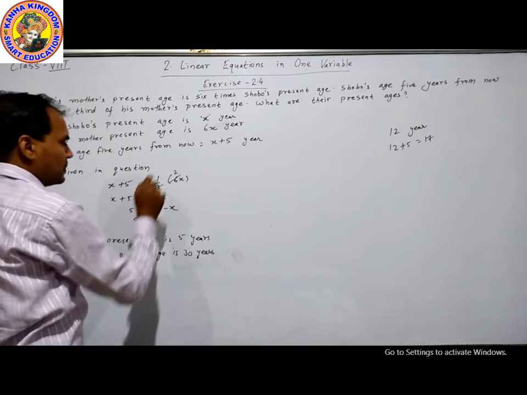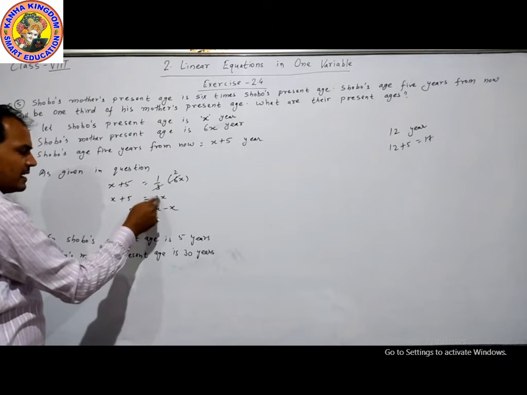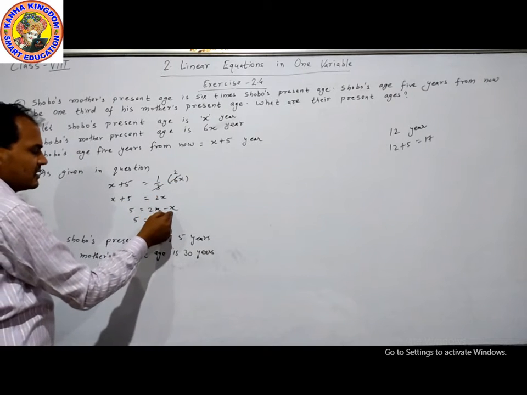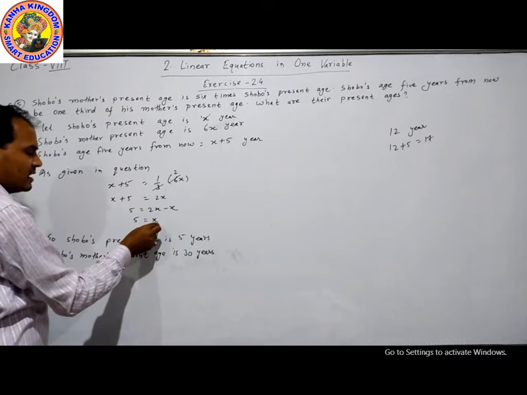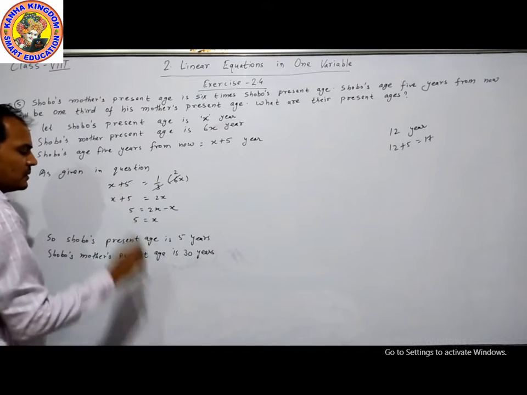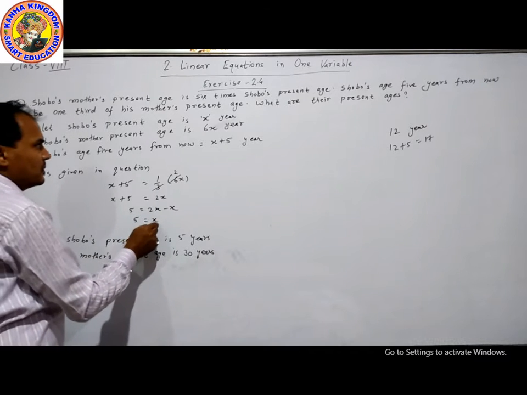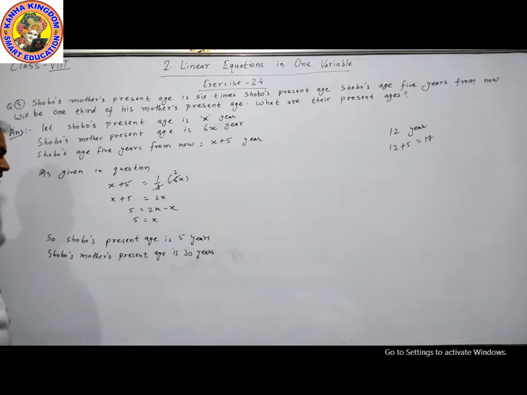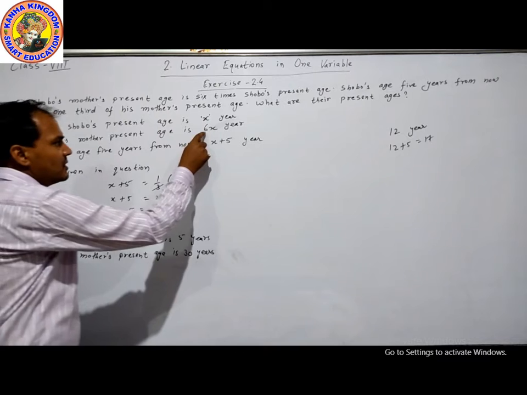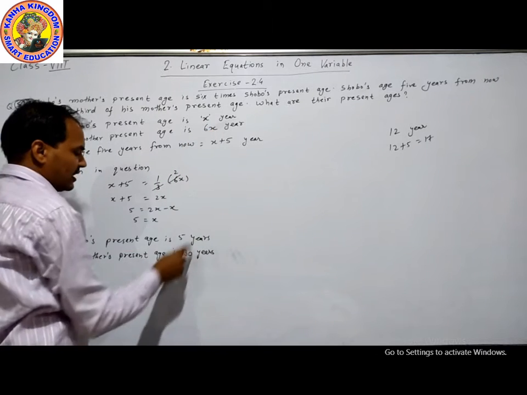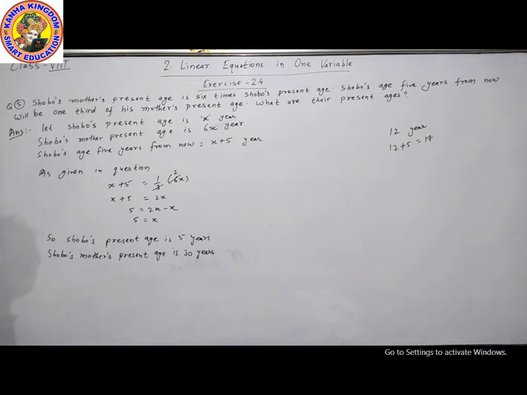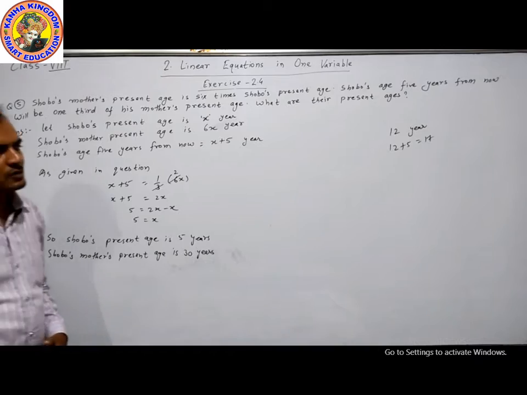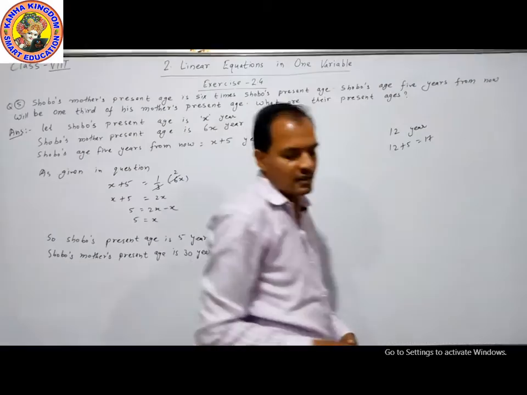We can cut this 2 times, so this is 2x. When transposing the x, this is 2x minus x. The answer is x. x is equal to 5. Who is x? x is Sobo's present age. Sobo's present age is 5. Mother's age is 6x, 6 into 5, 30. Mother's age is 30 years. You can take a screenshot of this. We will move to our next question.